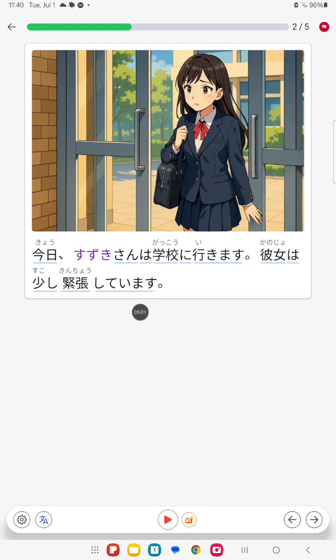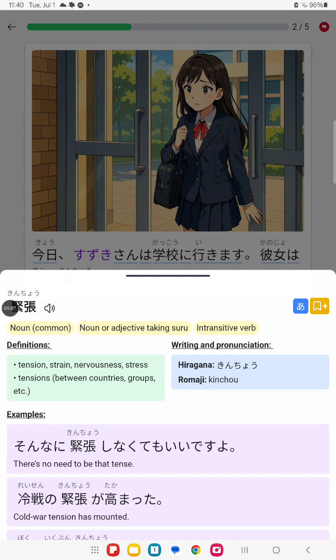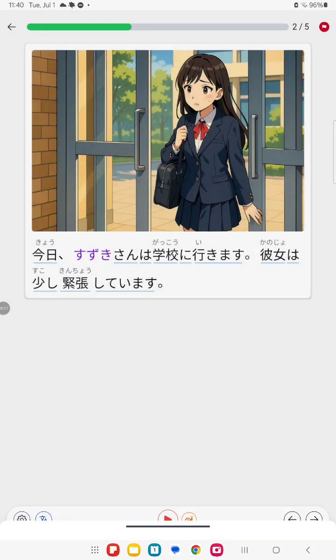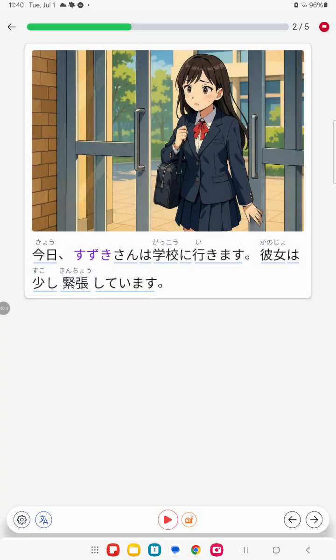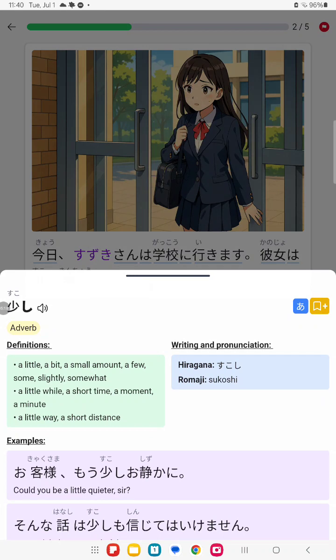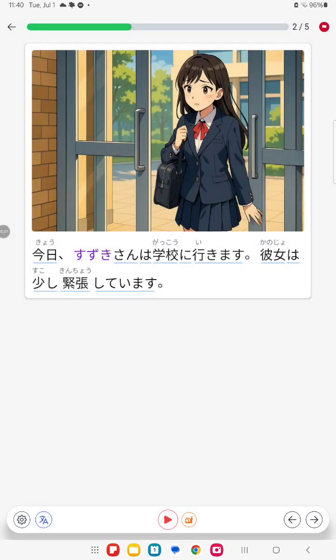She is a bit... This means tension, strain. To carry tension means a bit tense. And the reason I recognize this is because of the kanji 少. So, yes, already knowing Chinese does help this.